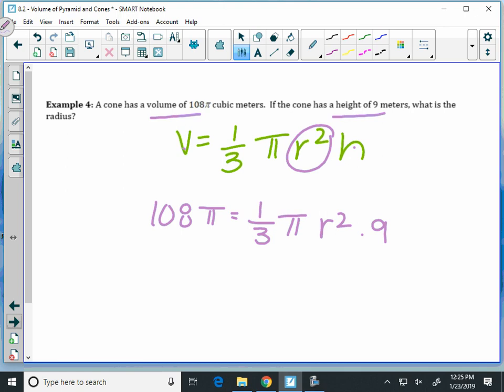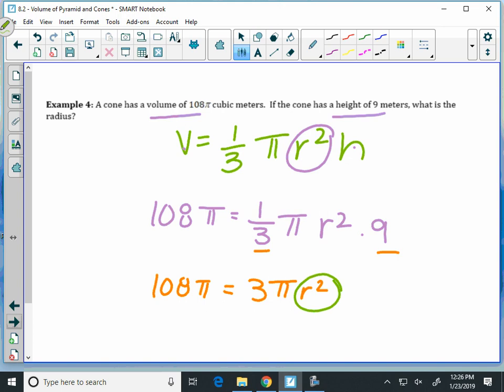So what can we do on this side to kind of clean things up to start solving for R? Yeah, good. You can multiply those numbers together. Good. Clean it up. We can do 1/3 times 9, which is 3. And then we're left with pi r squared. So kind of clean things up. Again, we're solving for r. We want to get r by itself.